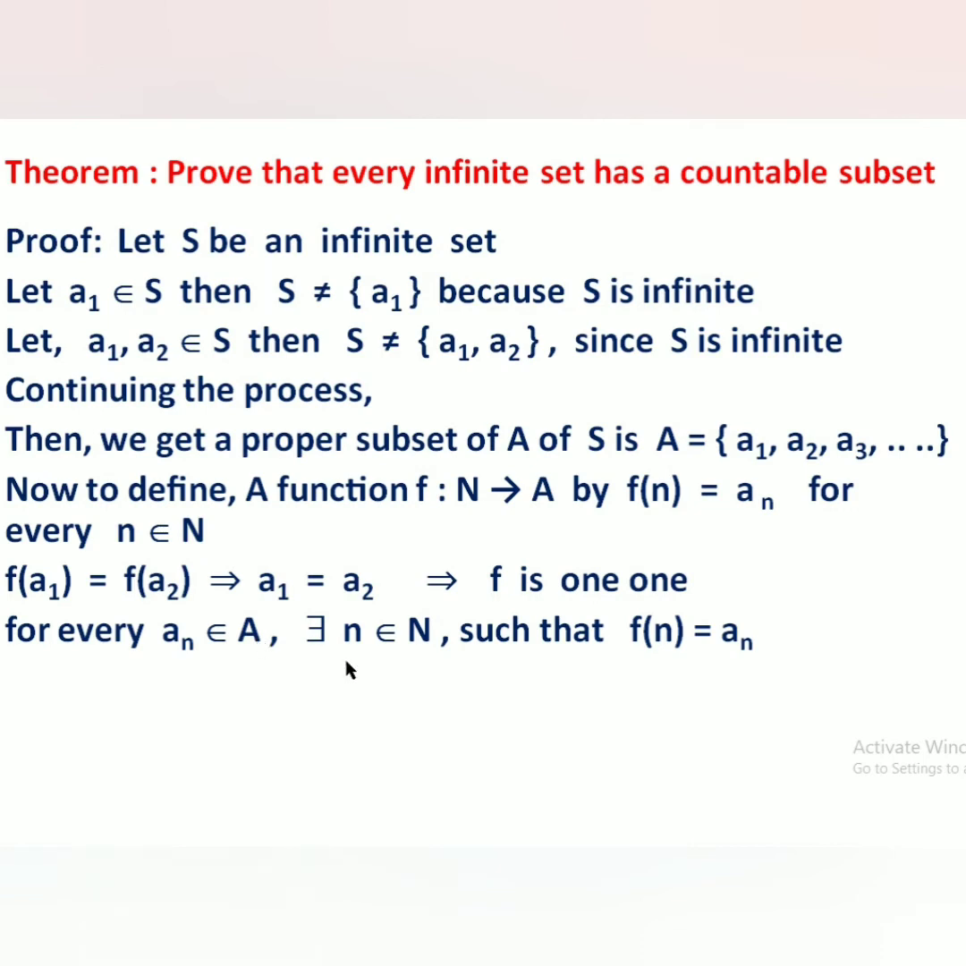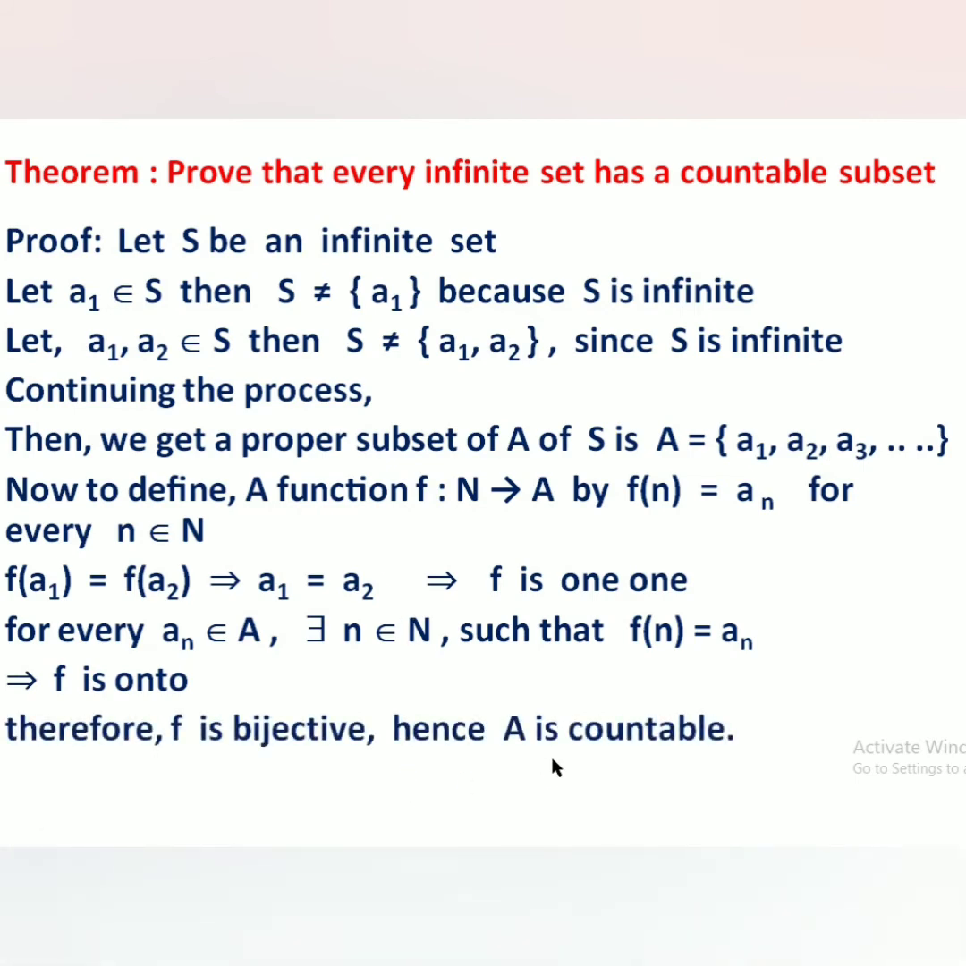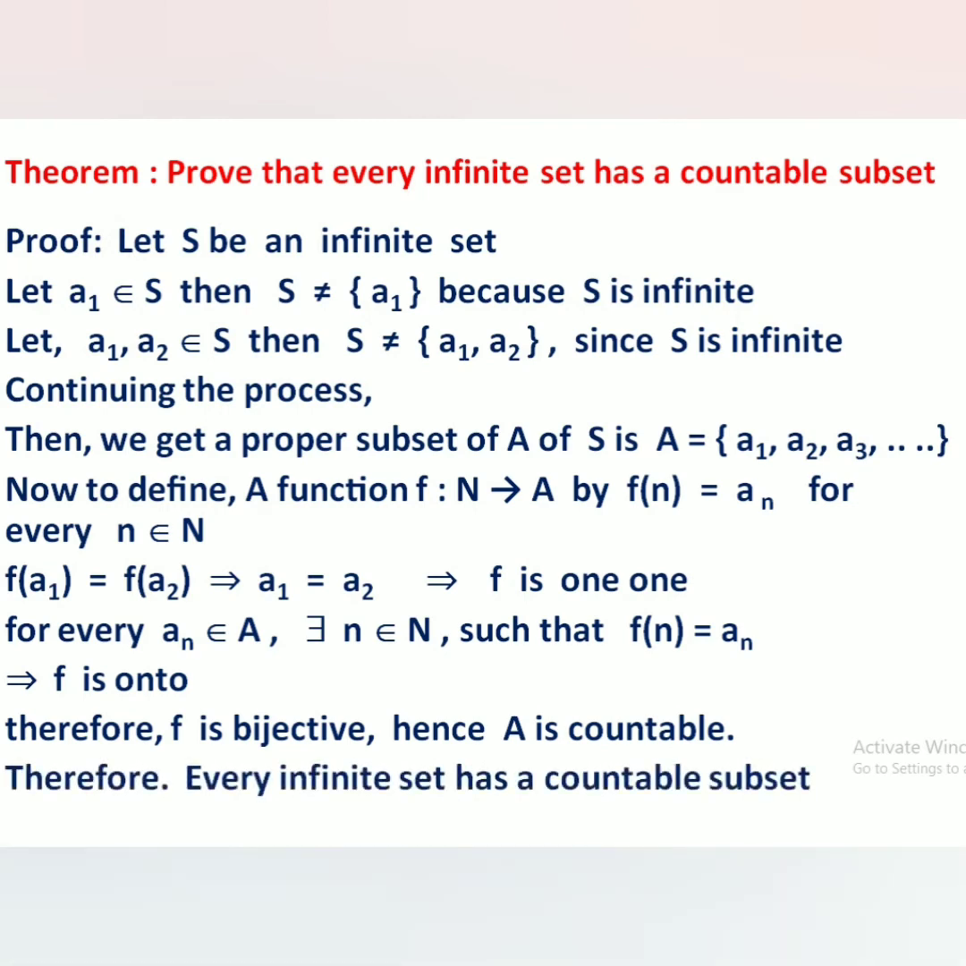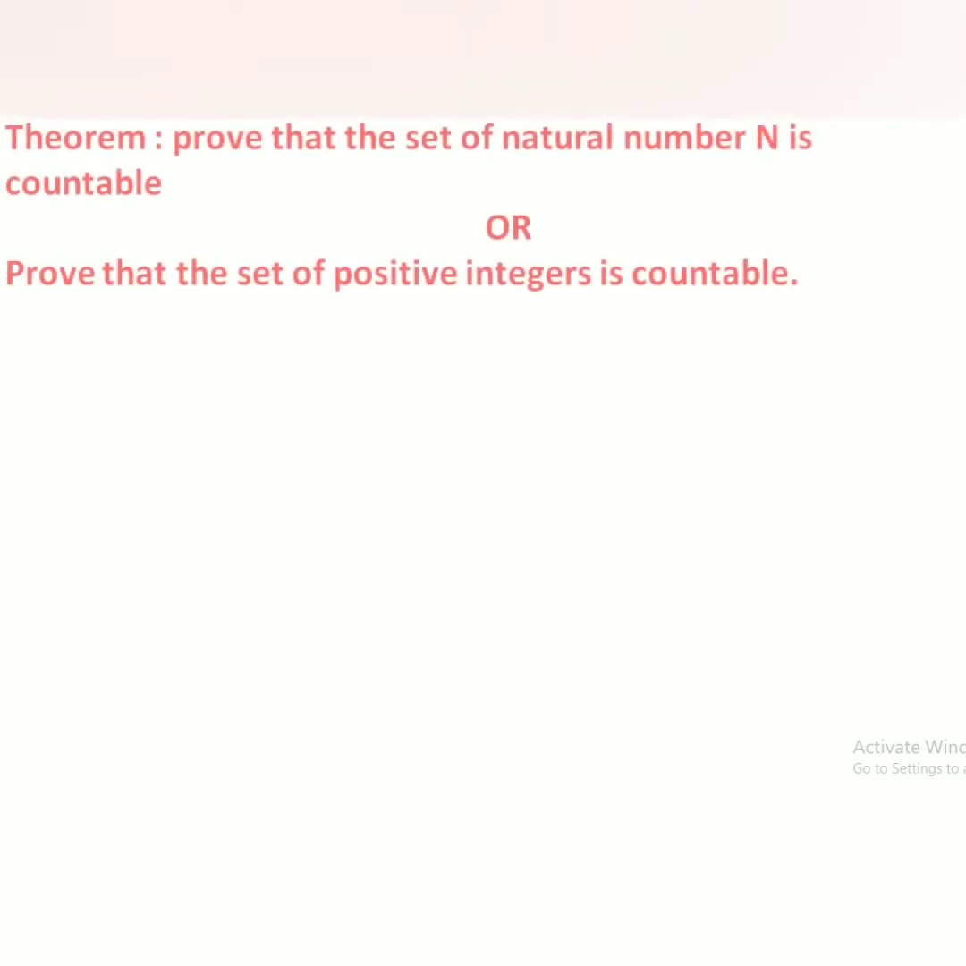Now for every a_n belongs to A, there exists n belongs to N such that by definition f(n) equals a_n, therefore this f is onto. That means the mapping f from N to A, which you defined, is both one-one and onto, therefore f is bijective, hence N is equivalent to A, therefore A is countable. This A is nothing but a subset of an infinite set S, therefore the conclusion is every infinite set has a countable subset. Next, go for another theorem, prove that the set of natural numbers N is countable.